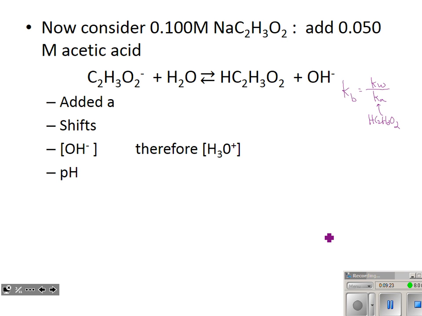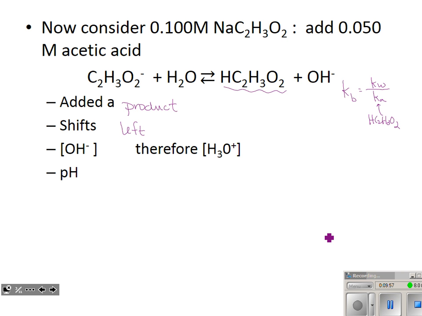So if we add acetic acid to it, what we've really added here is not a common ion, but a common species, because acetic acid doesn't ionize completely. We're not adding hydronium. What we're adding is the weak acid, acetic acid. So what we've done is, again, added a product. This is going to cause the equilibrium to shift to the left.